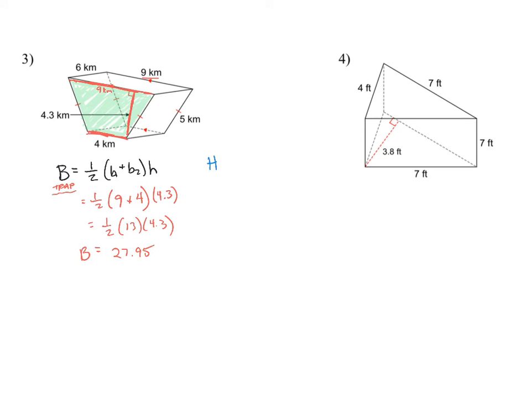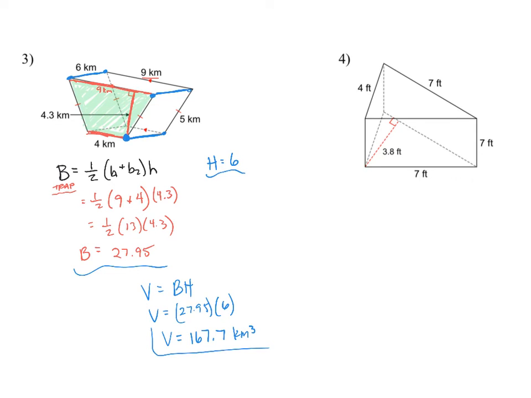Now remember, your big H connects one of your bases to your other base. So in this case, it connects one trapezoid to the other trapezoid. So our height is 6 kilometers. Got my H, got my big B. To find the volume of this prism, multiply your big B times your big H. Alright, so it's 27.95 multiplied by 6. According to my calculator, it's 167.7, and that's kilometers cubed. That is a big trapezoidal prism.